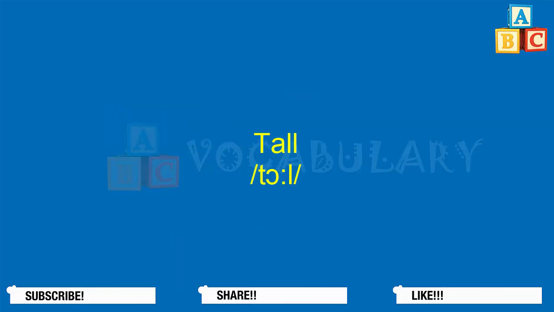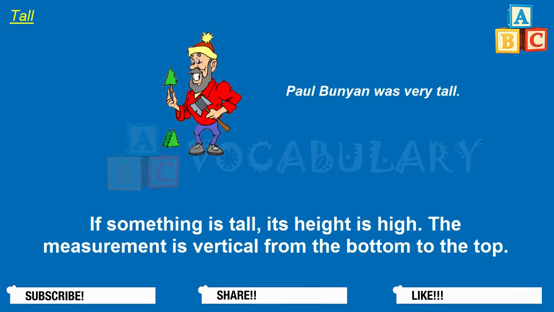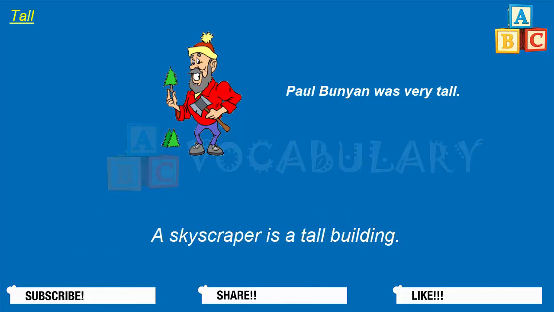Tall. If something is tall, its height is high. The measurement is vertical, from the bottom to the top. A skyscraper is a tall building.